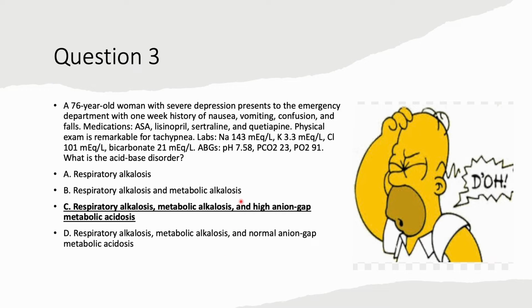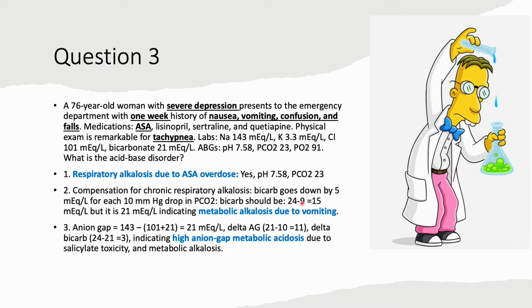The correct answer is C, complex acid-base disorder. So respiratory alkalosis, metabolic alkalosis, and high anion gap metabolic acidosis. So how can we reach this complex diagnosis? Well, you have to think like a professor. Now let's highlight the important areas, the clues in the stem of the question. So we have an elderly woman, a 76-year-old woman with severe depression. So that makes us think, okay, maybe overdose toxicity.